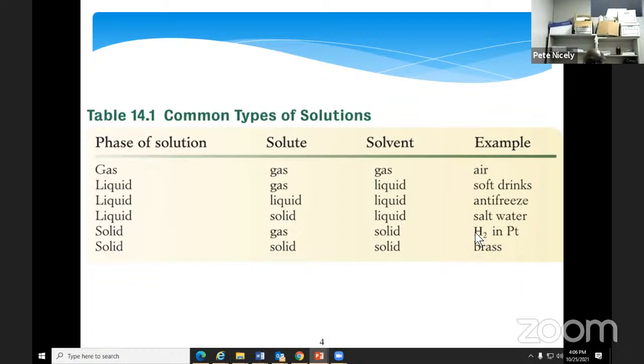You can actually have a combination of hydrogen dissolved in the metal platinum, and that reagent can be used to carry out certain reactions, which I won't get into right now. So you can have a gas dissolved in a solid, and then finally you can have a solid dissolved in another solid, such as brass, right? Brass is an alloy which is made up of copper and zinc, right? So basically brass is considered to be a solution of those two metals. Okay, so these are basically all the possibilities in terms of the different types of solutions that one can encounter.